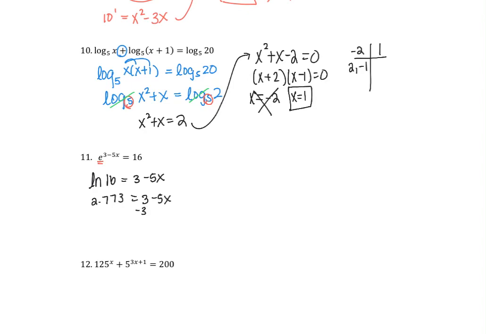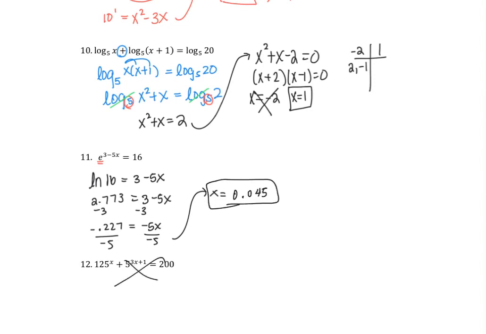Then I'm going to subtract 3 from both sides. So I have negative 0.227 equals negative 5x. And then I can divide by negative 5. So then I'm left with x equals 0.045. And that is your answer.